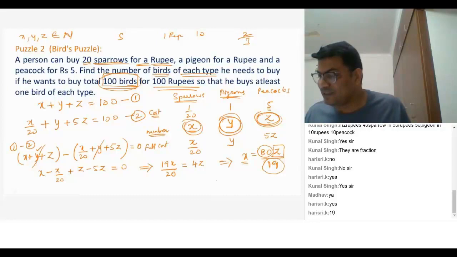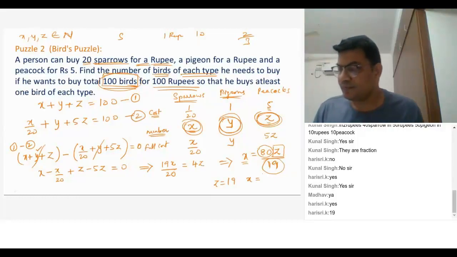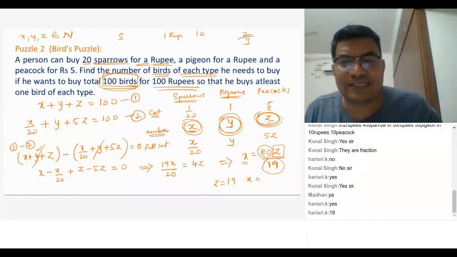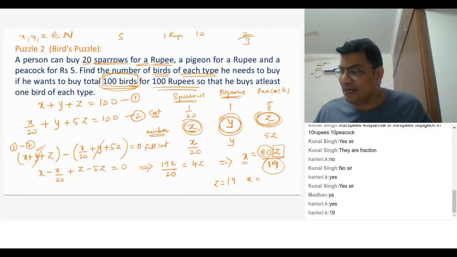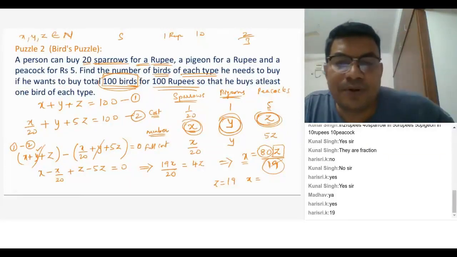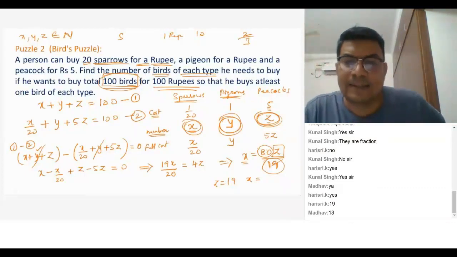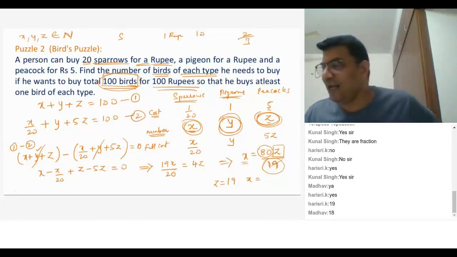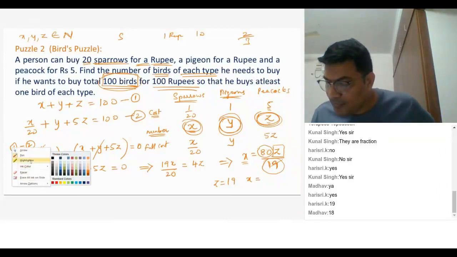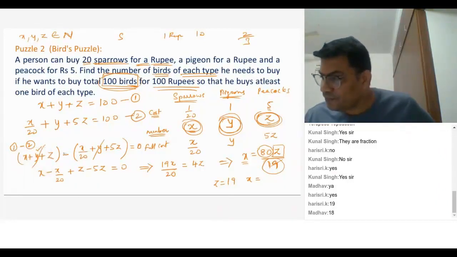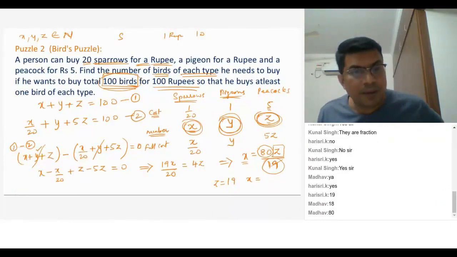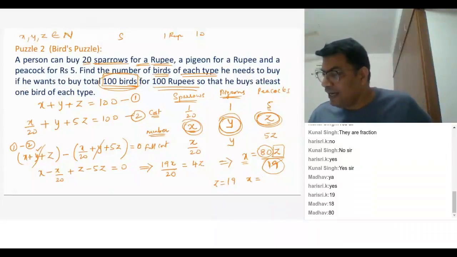So, now let's see if z is 19. If z is 19, what will be the value of x? Very good. Your z is 19, 80 into 19 by 19, 19 gets cancelled. In that case, how much is left for you? What will be the value of x? Madhav, come on. How can it be 18? So you say 80 into 19 by 19. How much is that? 80 or 18? 80. Sir, then 80. 80, right? Very good. So x will be 80.